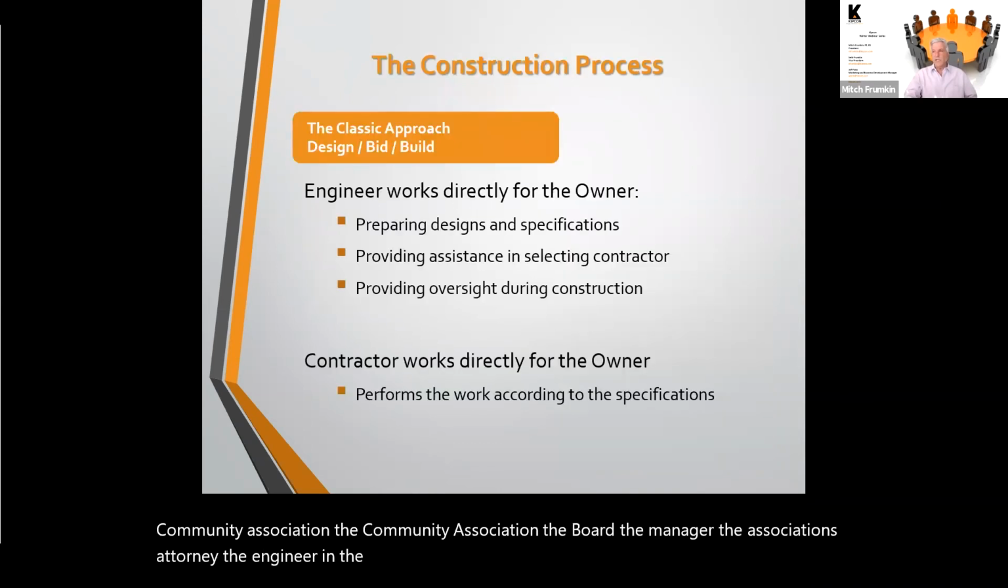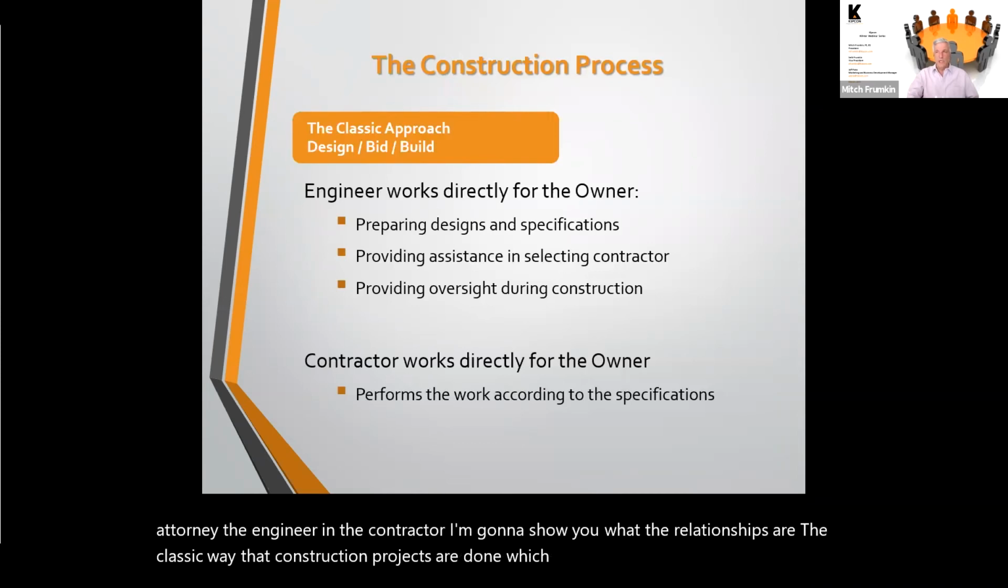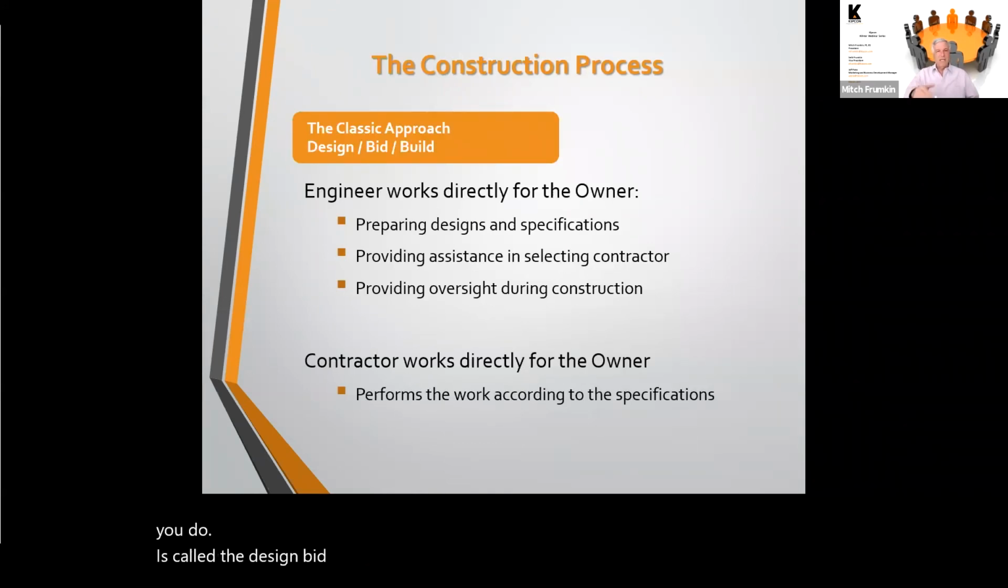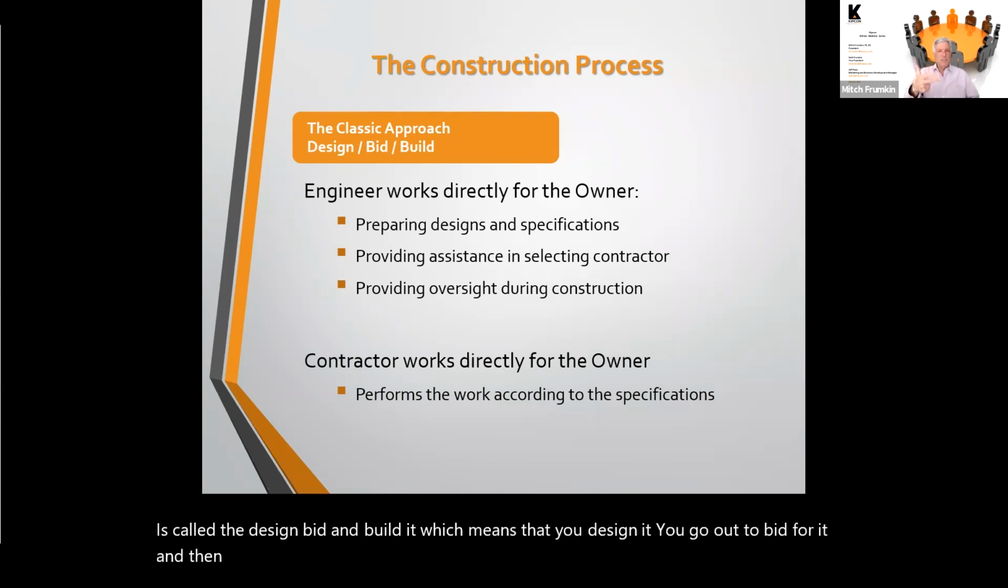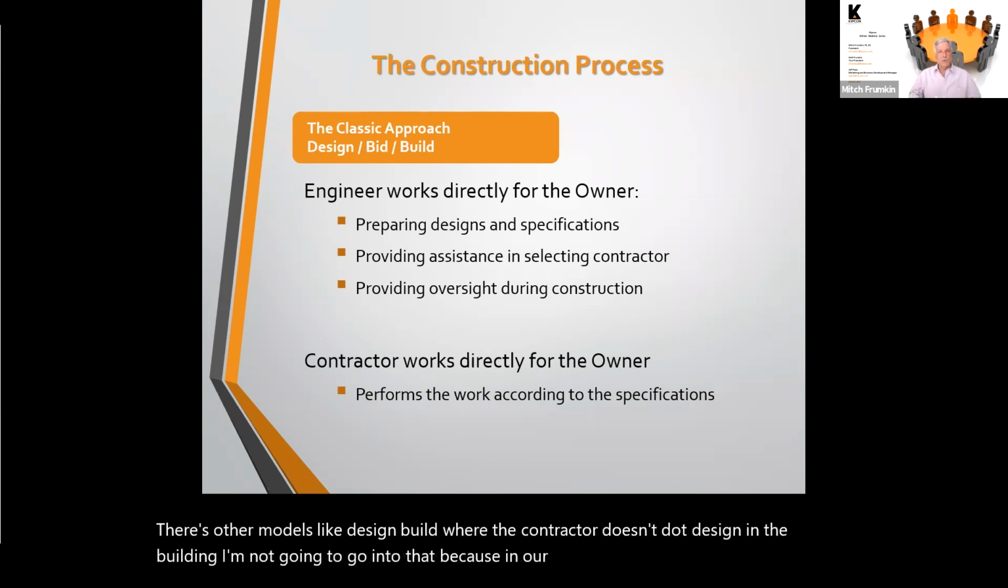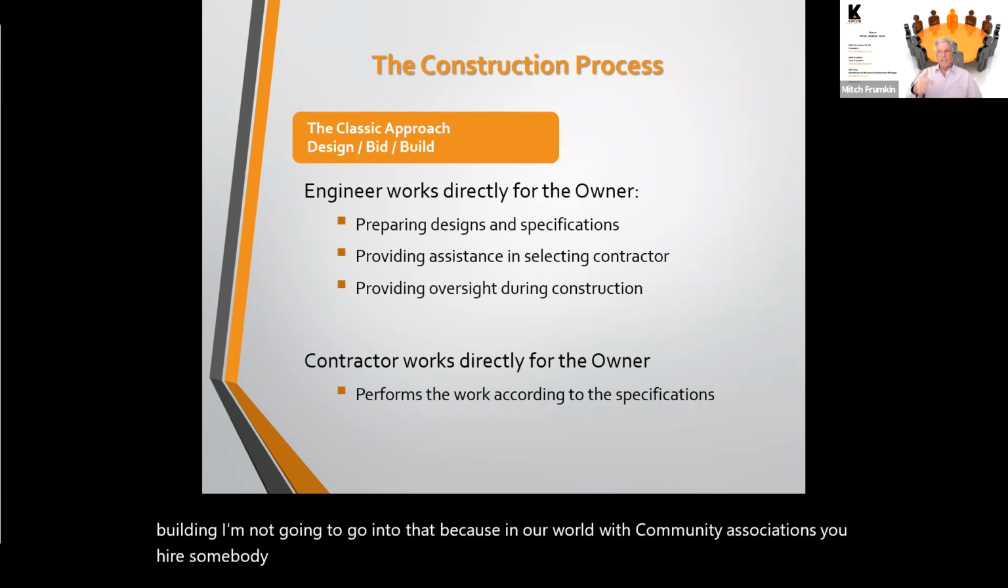And I'm going to show you what the relationships are. The classic way that construction projects are done, which I'm sure all of you do, is called design, bid, and build, which means that you design it, you go out to bid for it, and then you build it. There are other models like design-build, where the contractor does the design and the building. I'm not going to go into that because in our world with community associations, you hire somebody to do the design, you go out to bid, and you build it.